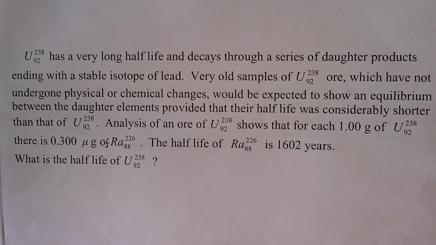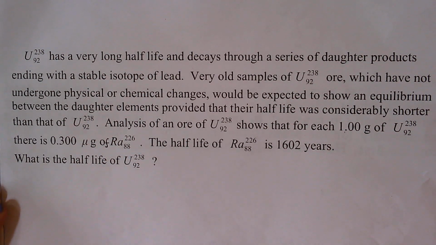Analysis of an ore of uranium shows that for each 1 gram of uranium, there is 0.3 micrograms of radium-226. The half-life of radium is 1,602 years, and the question is asking us to work out the half-life of uranium.